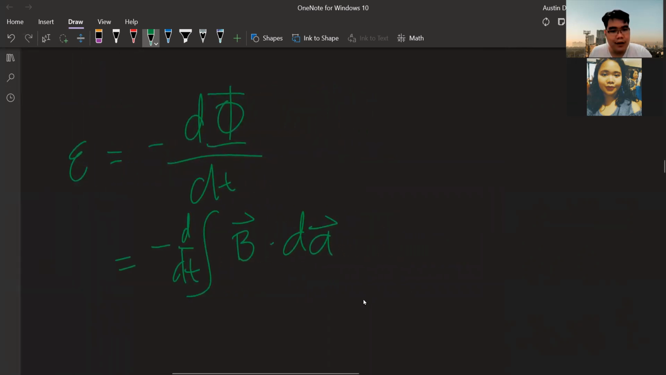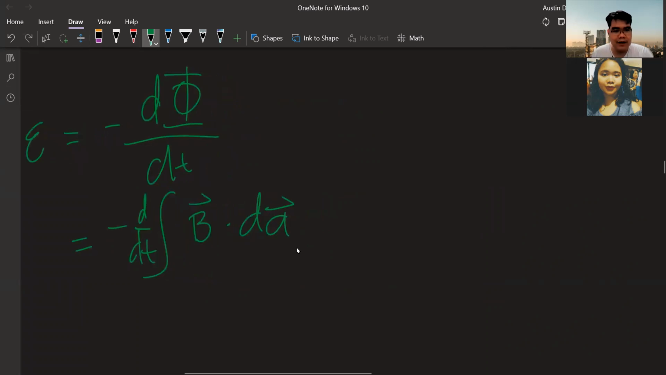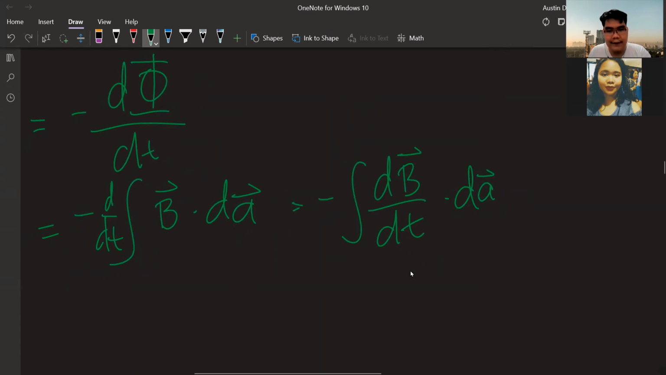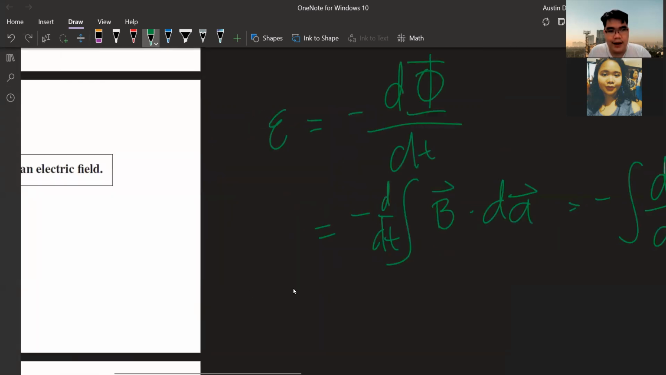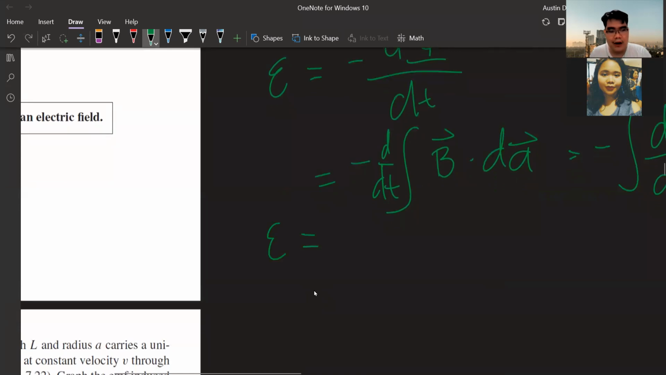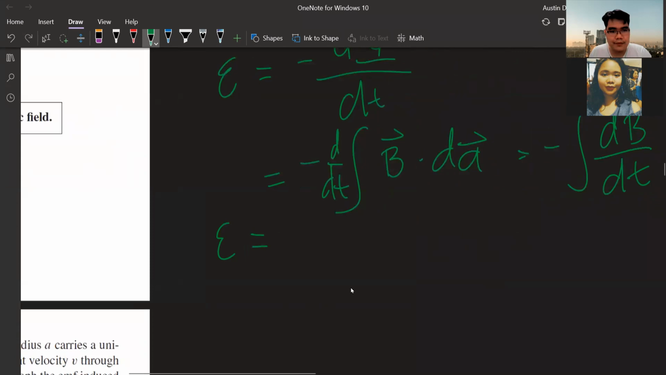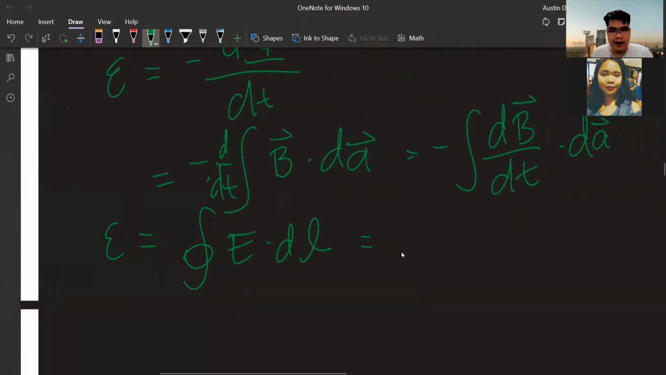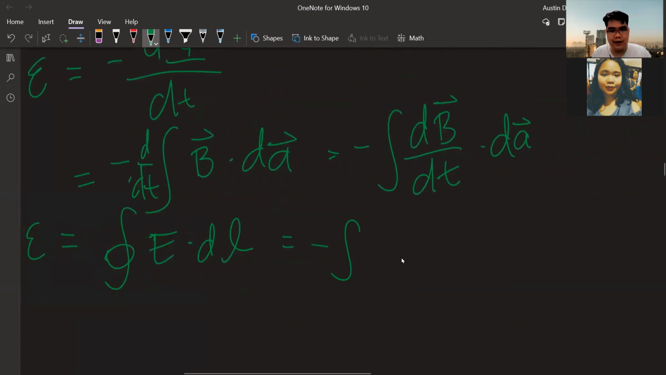Tama ba? Okay. Since yung dA mo, that won't change over time, but the field can change over time. So, we have the derivative of B dot dA. I forgot the vector sign. Okay, we have this, and then yung EMF can be written down as the closed integral of E dot dl, and your right hand side would be the derivative ng flux, B dot dA.